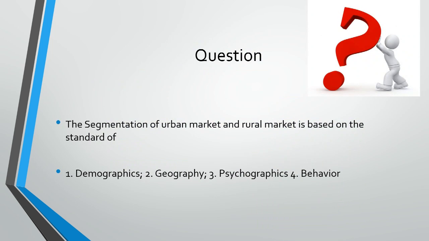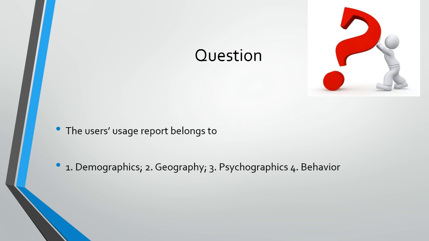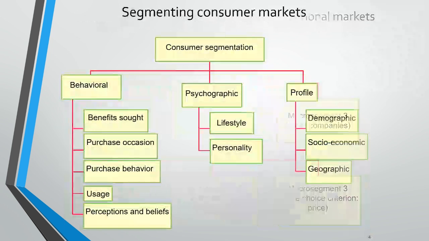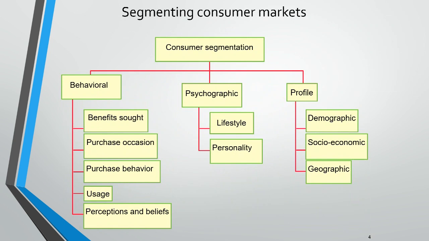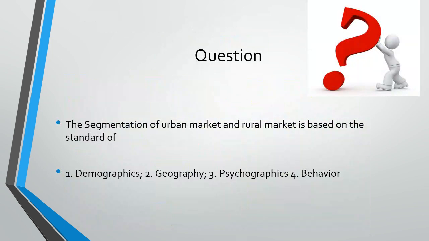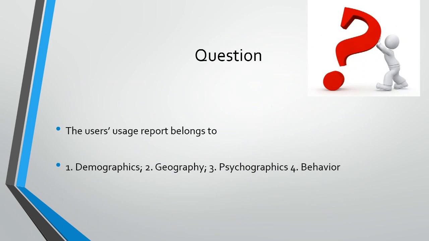Okay, now here is another question. The segmentation of urban market and rural market is based on which factor? And of course, this is quite simple. It is based on geography, right? And the next question. The user's usage report belongs to which factor? So what is user's usage report? Let's go back to the page 15, right? Here. It's obviously behavioral issue, right? So the answer is behavior.